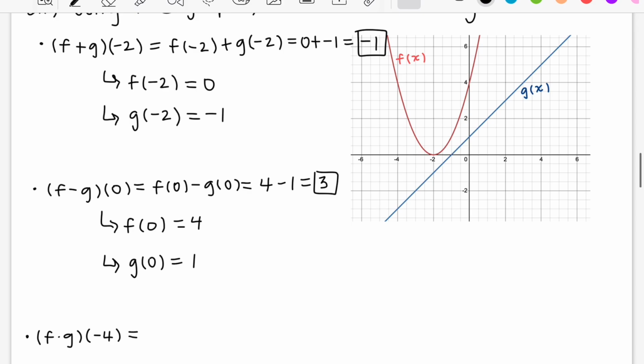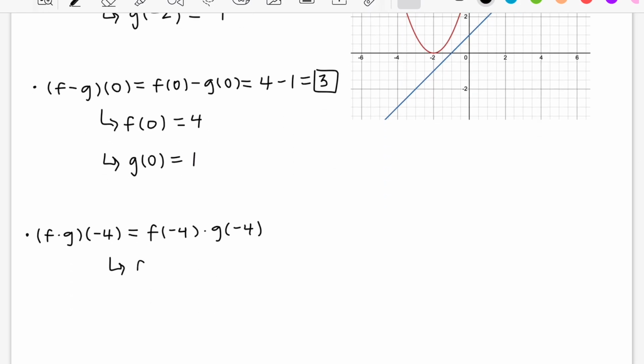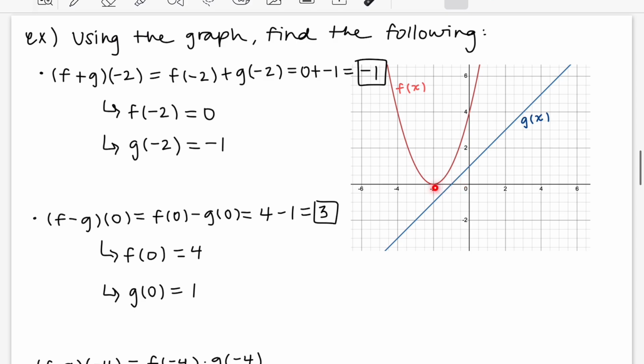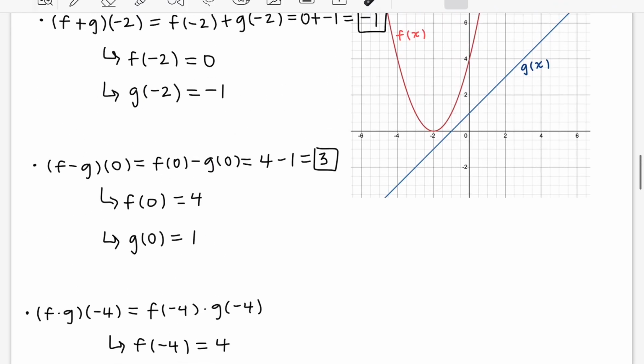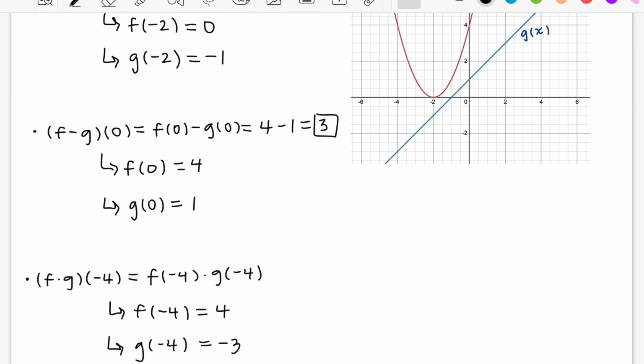Again, we want to find the product now of these functions evaluated at negative 4. So we'll find f of negative 4 and g of negative 4. Using our graph here, f of negative 4 is going to be positive 4. And then g of negative 4 is going to be negative 3. All right, so we're looking for the product of these. So we get 4 times negative 3, so we'll get negative 12.